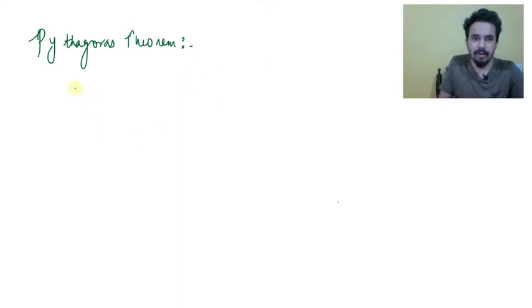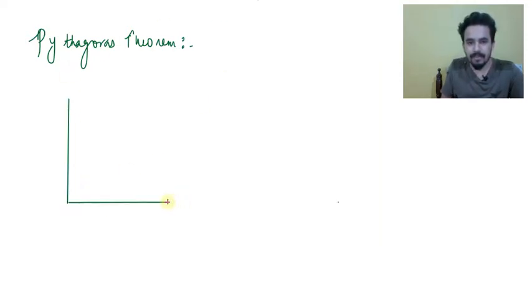Suppose I draw a right angle triangle, because this Pythagoras theorem is applicable in right angle triangles. Let's say this is the base and this is our hypotenuse.